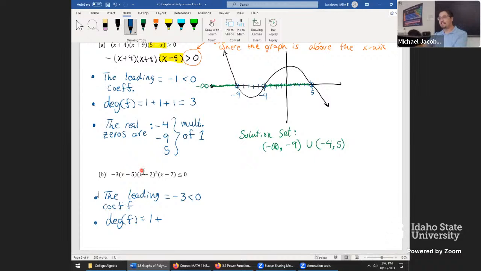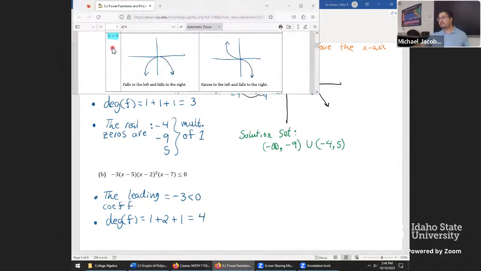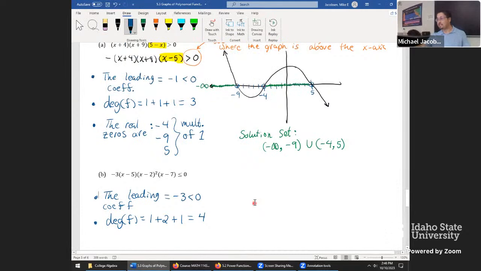Not just because of that x, because that whole group is squared. If you were to FOIL all that out, you're going to get an x squared. So we have a contribution of 2 towards that degree. Then over here, a contribution of 1. So this time we're of even degree, because it's degree 4, and the leading coefficient's negative. Both of the arrows are going to be turning down, like we see on this graph by the red dot. So that helps us out with some expectations.